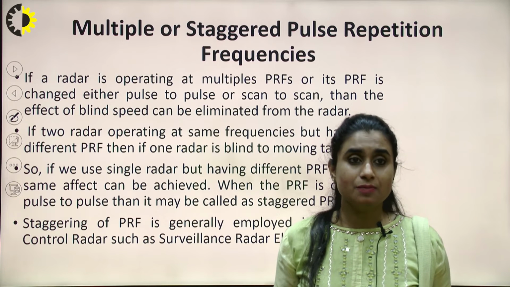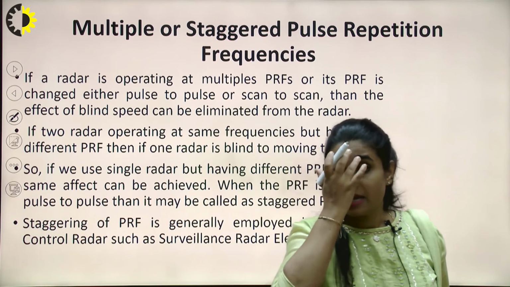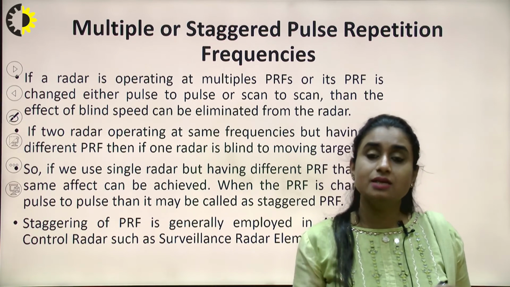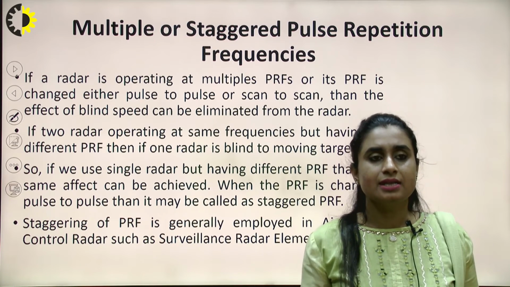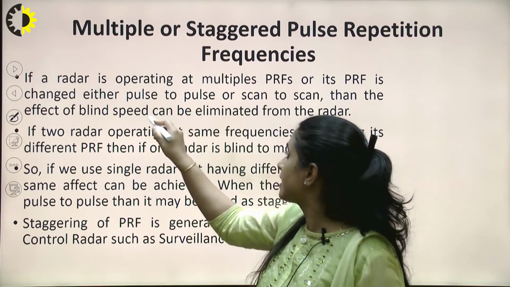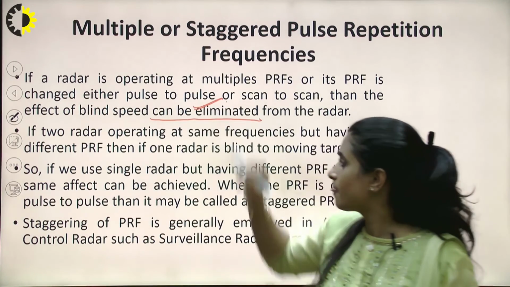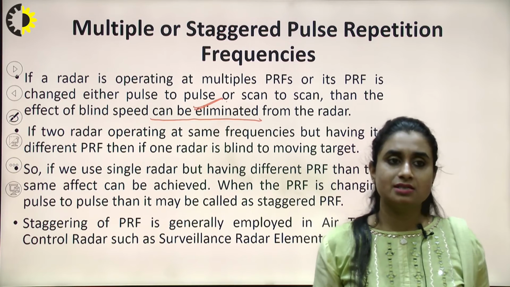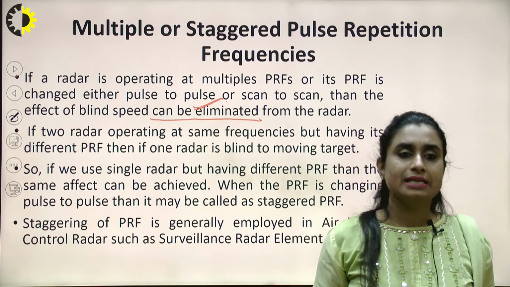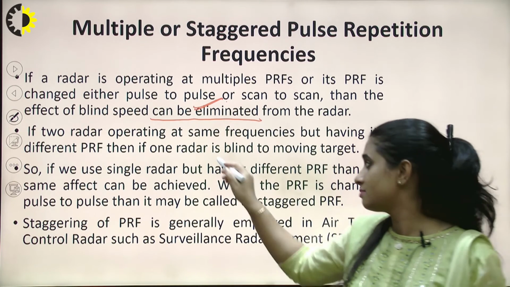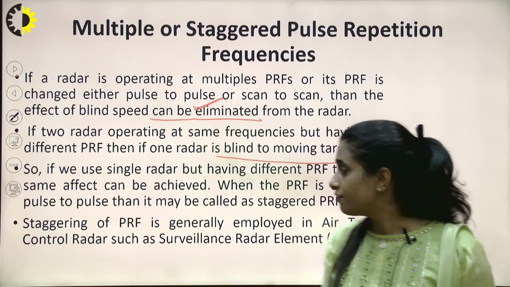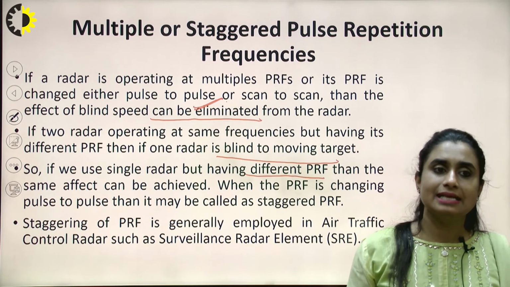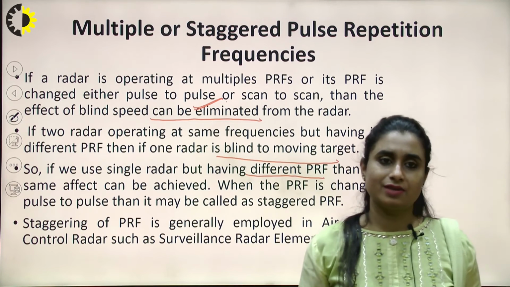And what is staggered pulse repetition frequency? Let's study. If the radar is operating at multiple PRF, or its PRF is changed either pulse to pulse or scan to scan, then the effect of blind speed can be eliminated. If two radars operate at the same frequency but with different pulse repetition frequencies, then if one radar is blind to a moving target, the other is not. So if we use a single radar with different PRFs, the same effect could be achieved, right?